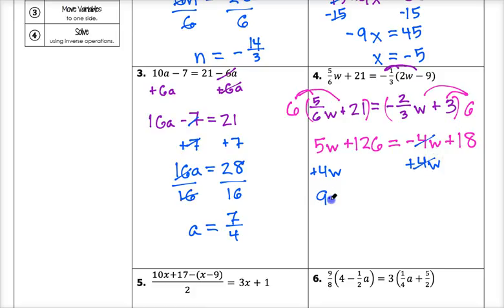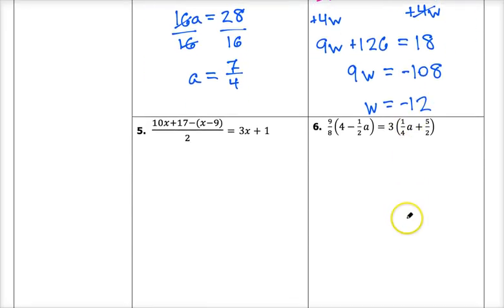That gives me 9w plus 126 equals 18. I can subtract 126 from both sides to get 9w equals negative 108. And then if I divide both sides by 9, w comes out to be negative 12.